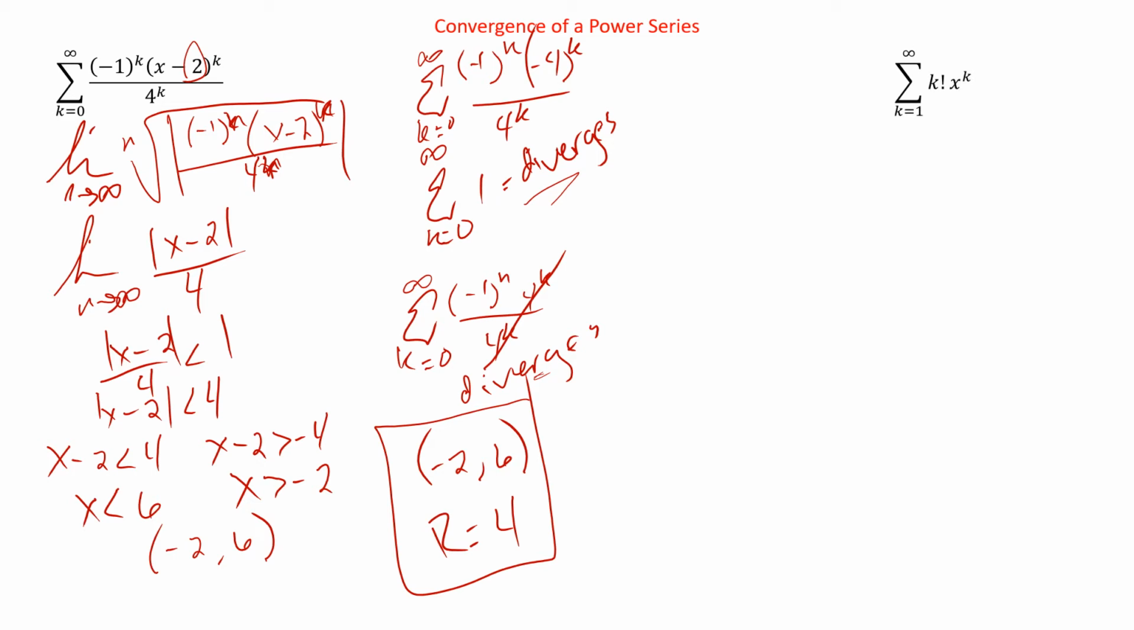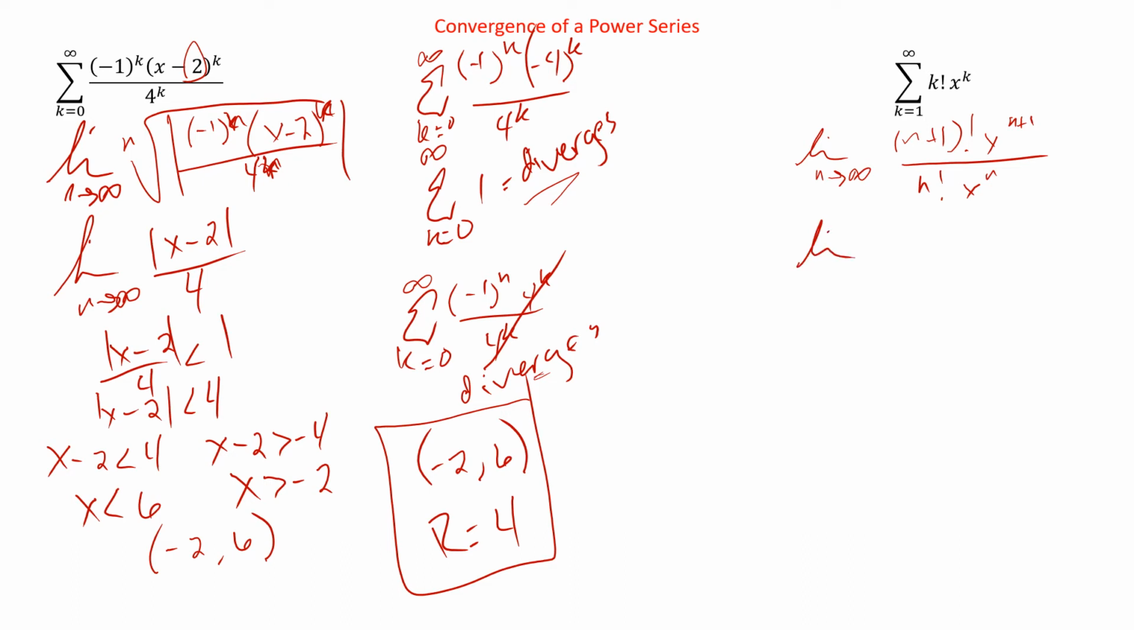We have k factorial times x to the k. Let's use the ratio test again for this one because we have factorials. The root test doesn't work so great with factorials. So let's go the limit as n goes to infinity of (n plus 1) factorial times x to the n plus 1 over n factorial times x to the n.